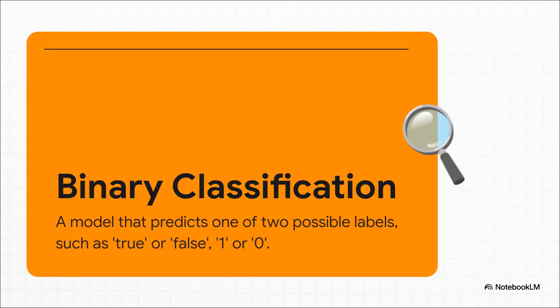The tool we're going to use for this job is a real workhorse in machine learning. It's called binary classification. And honestly, the concept is pretty simple. It's all about taking data and sorting it into one of two buckets. For us, those buckets are diabetic or not diabetic. A clear, straightforward binary choice.